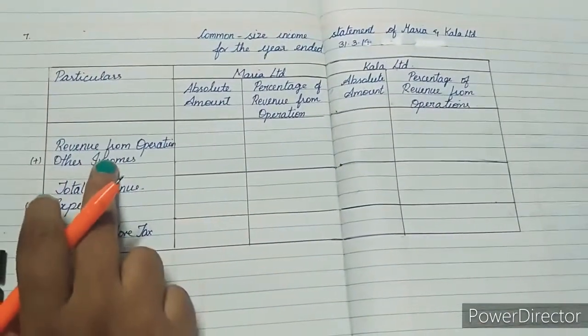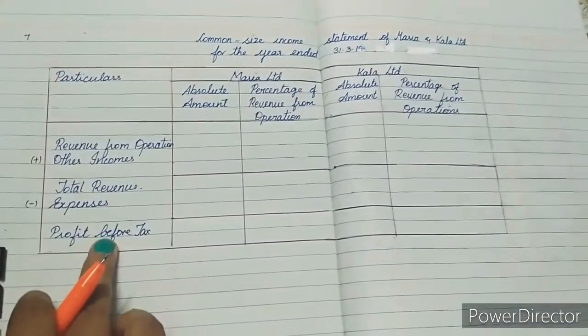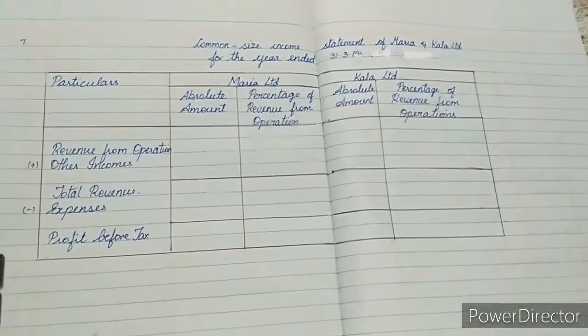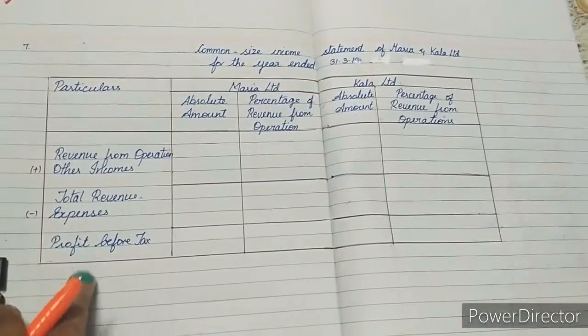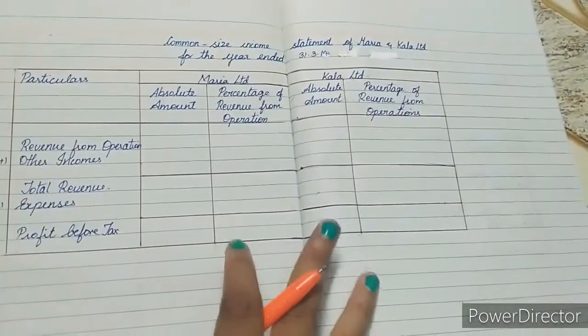It is always revenue from operation, other incomes, total revenue minus expenses, profit before tax, and if they give you a percentage of income tax, it will be subtracted from profit before tax and the answer will be profit after tax. Other than that, there are no changes.